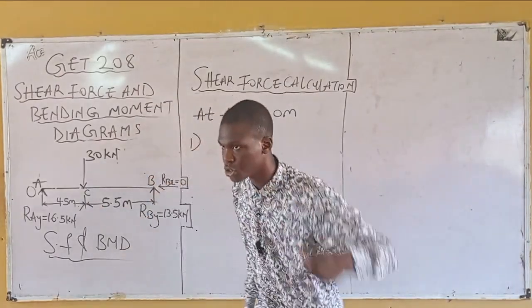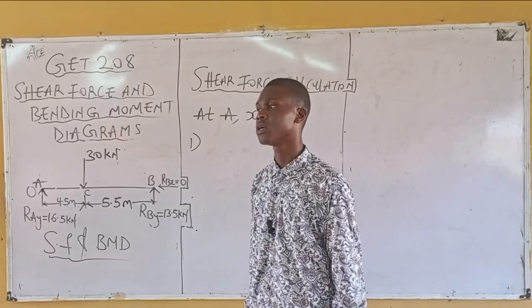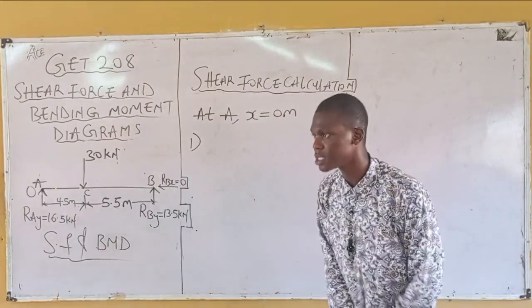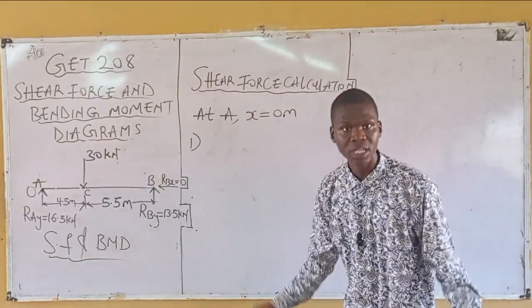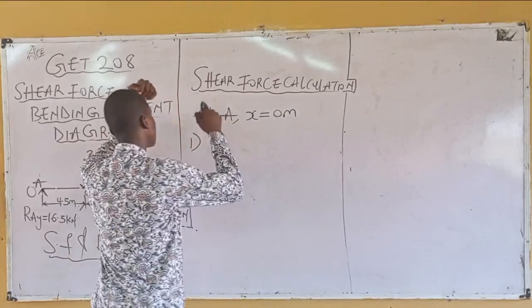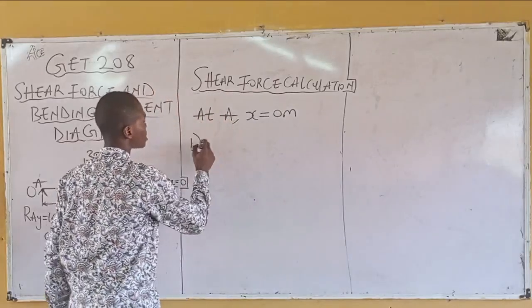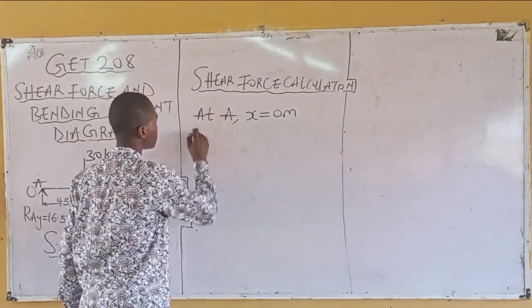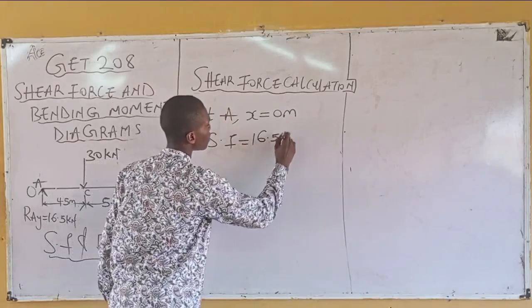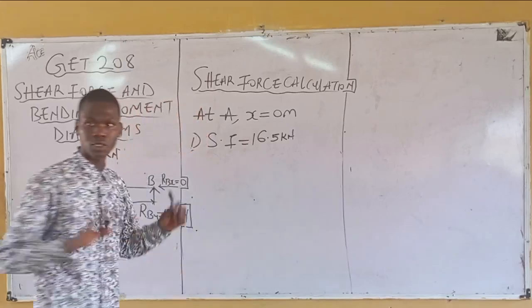Now, check number 2 condition. What's number 2 condition? The force on that point, right? And what's the force on that point in this case? RAY, meaning 16.5 kilonewton. So, as far as point A is concerned, the first value of shear force is equal to what? 16.5 kilonewton. That's all.